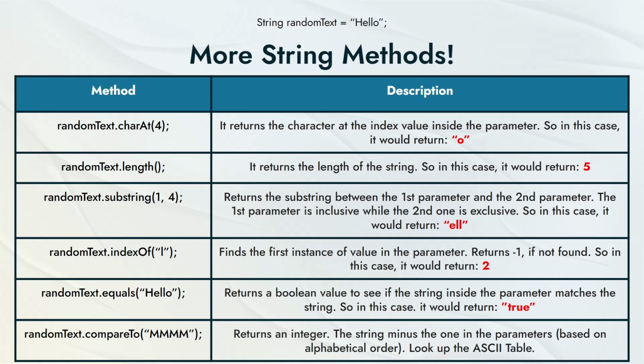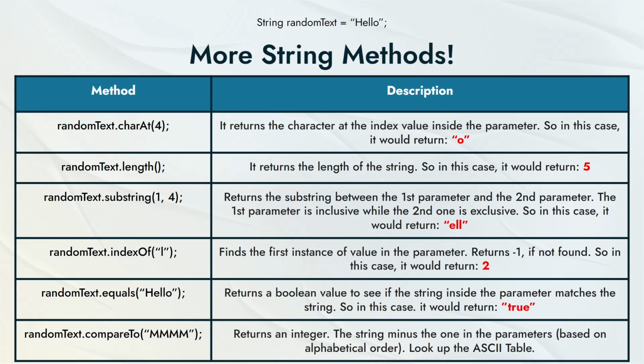randomText.length() is the most self-explanatory one. It returns the length of the string. So in this case, it will return 5 because hello has 5 letters. In this case, it's not like an index where it starts at 0. It is just human counting. It has a length of 5, so it will return 5.